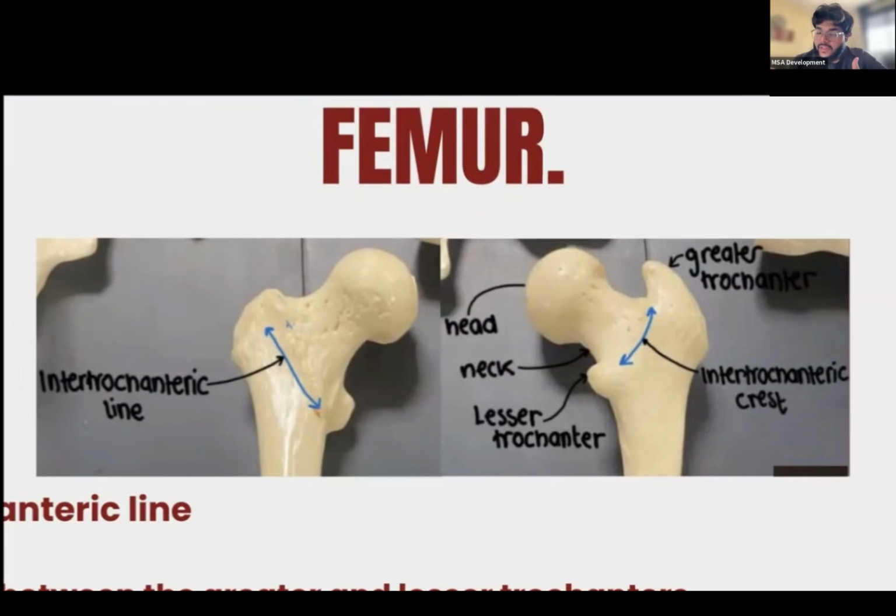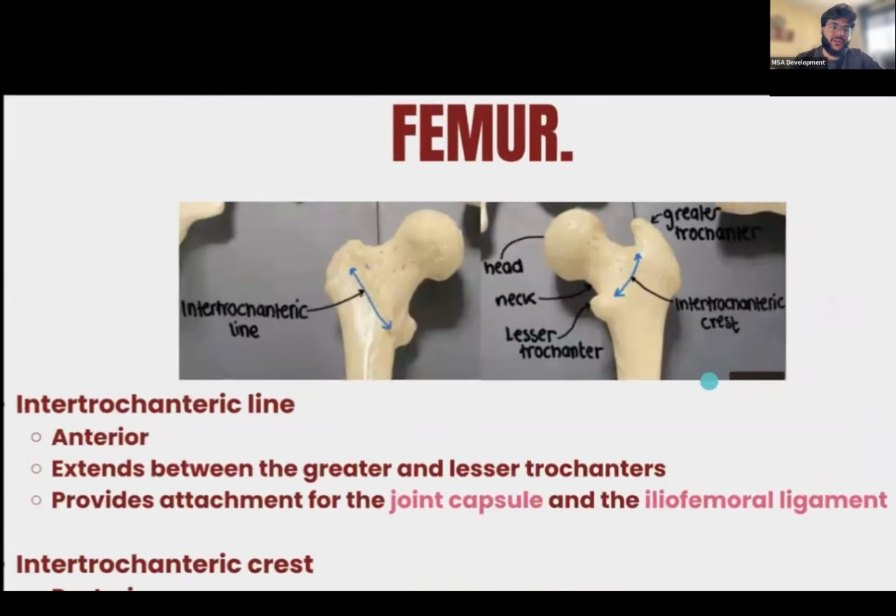The intertrochanteric line runs between the trochanters on the front of the femur and is the attachment site of the joint capsule and the iliofemoral ligament. The intertrochanteric crest connects the trochanters at the back of the femur, and it connects the quadrate tubercle and is the attachment site for the quadratus femoris, the square-shaped muscle that we just discussed. So again, line is anterior, crest is posterior. Make sure you know the differentiation.